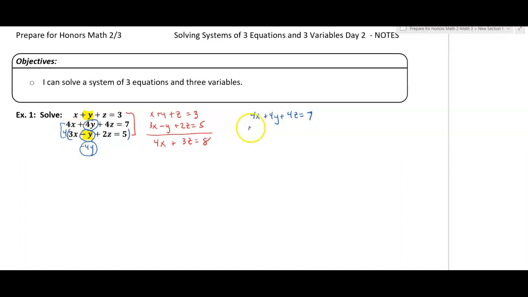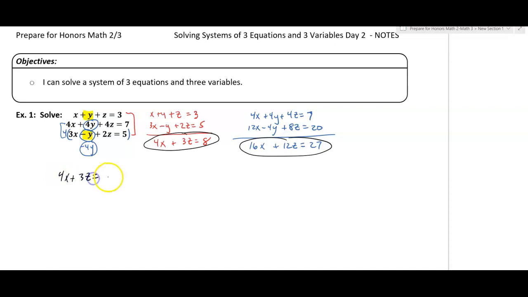So 4 times 3x is 12x. 4 times negative y is minus 4y. Plus 8z equals 20. And now add these together. 16x plus 12z equals 27. Now, I'm going to take the two equations here, align them vertically, and solve this 2x2 system.